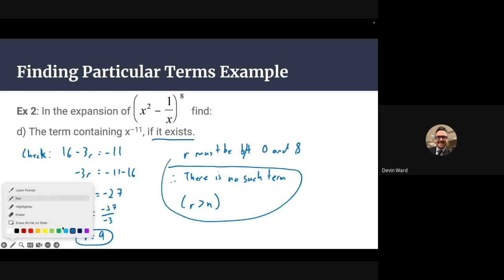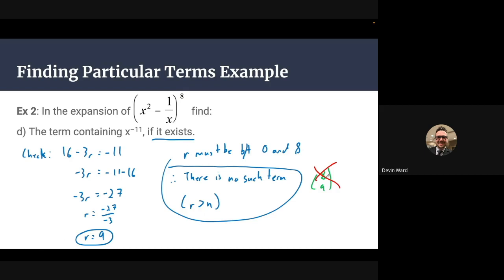The main reason why we can't have r bigger than n is because of our combination formulas. If I have 8 choose 9, how's that possible? If I have 8 people in a group and I need to choose 9 of them, I can't, because I don't have enough people. Remember, n always has to be bigger than r. So if we have r greater than n, mathematically, yes, we do get a positive whole number for r, but it's not in the range that we have. So therefore, the term does not exist.